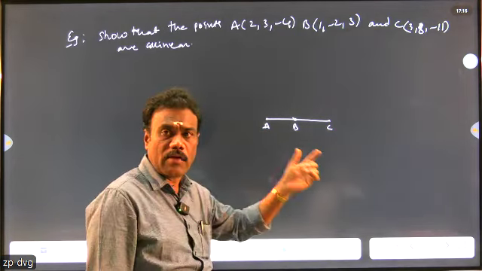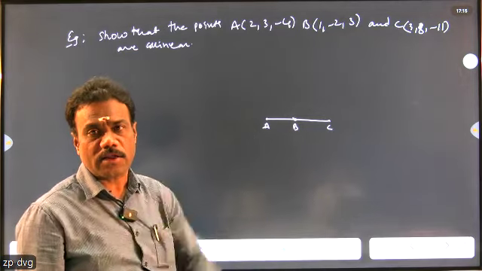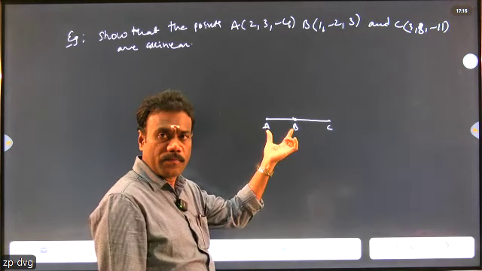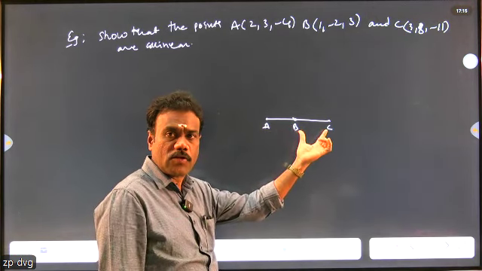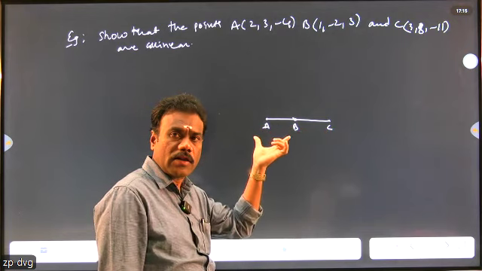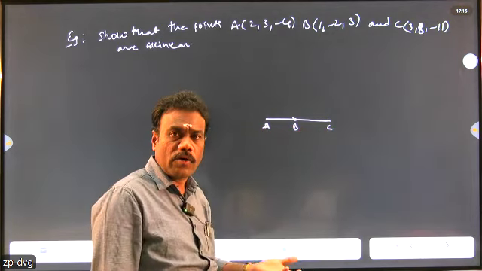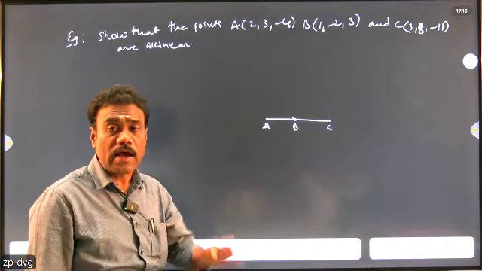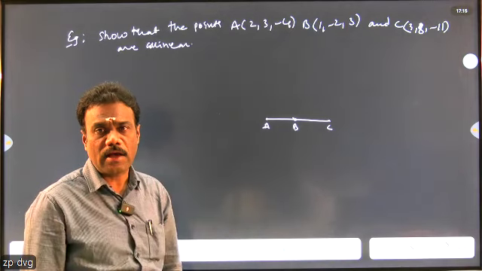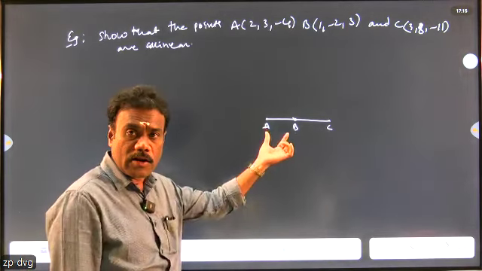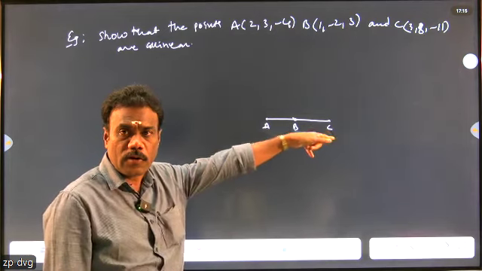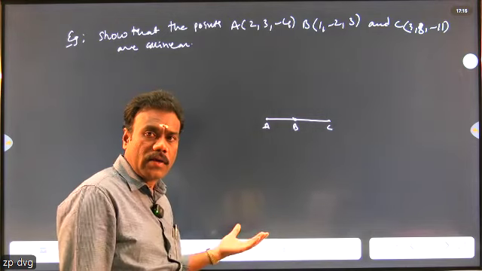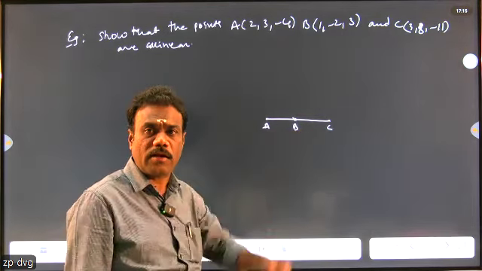So for any line we have infinitely many sets of direction ratios. First we can find the direction ratios of AB, the direction ratios of BC, and the direction ratios of AC. For any line there are infinitely many sets of direction ratios, and they are proportional. That means the direction ratios of AB are proportional to those of BC, or the direction ratios of the line AB are proportional to those of the line AC.